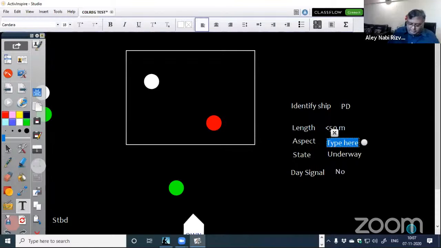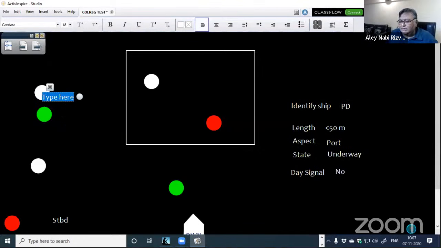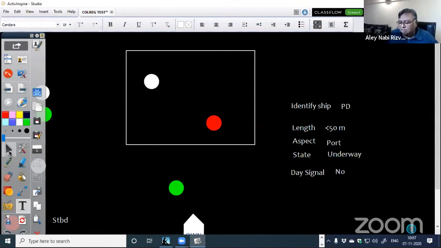Okay, so it is just to prime you on what exactly is coming. So this is the way you should explain it: it is less than 50 meter and aspect is seen from port side. Okay, it's underway and there is no day signal. Of course, I am not discussing the actions at this stage. Now, let's come to this vessel. And here, I would like to see your memory and whether you are able to recall things.